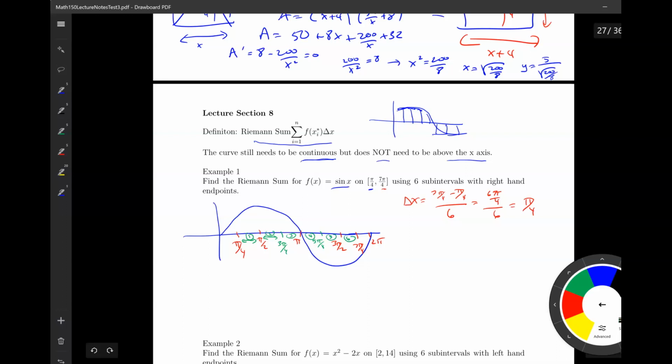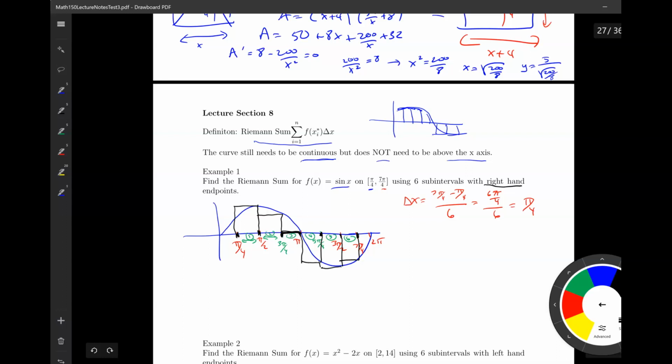Okay, so I see the edges, or where my rectangles can be, and I'm using right-hand endpoints. Between these two edge points, I'm using the right-hand endpoint, so this is the first rectangle. Between these two edge points, this is my second rectangle. For the third rectangle, pi is my right-hand endpoint, so there's no rectangle. The fourth rectangle, I go down here to get this. For the fifth rectangle, I use this right-hand endpoint. And for my sixth rectangle, the right-hand endpoint gives me this.